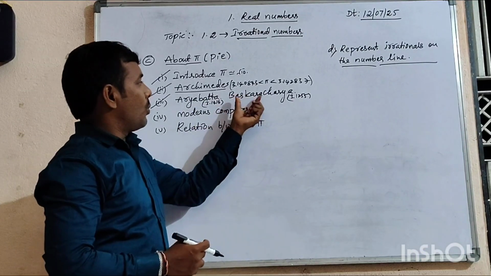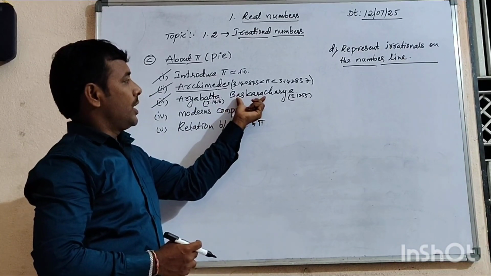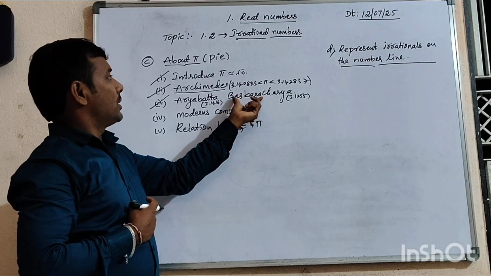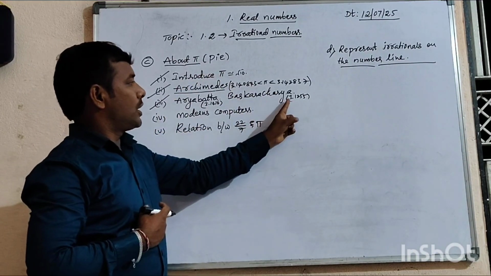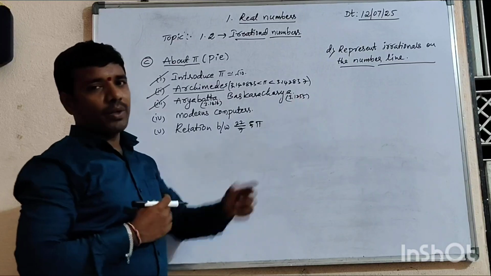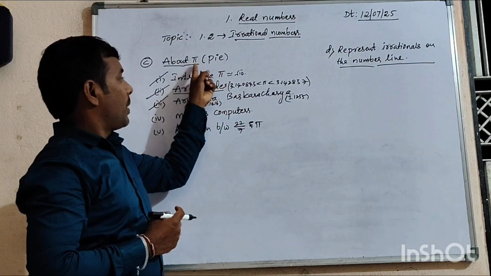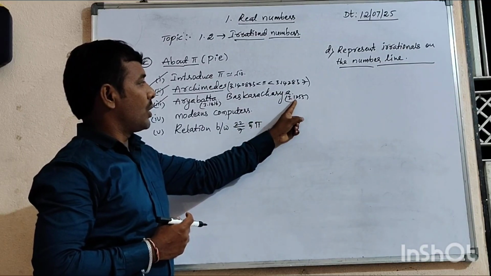Next, according to Bhaskaracharya, he is our Indian mathematician only. According to him, the pi value is 3.1255. Once again, according to Bhaskaracharya, the pi value is 3.1255.